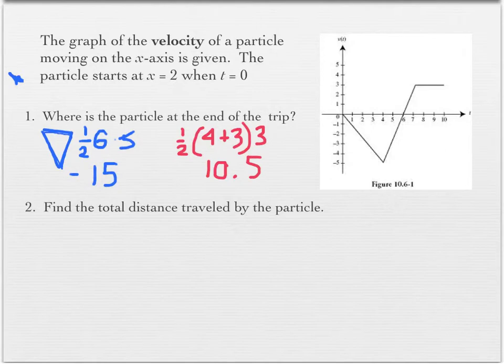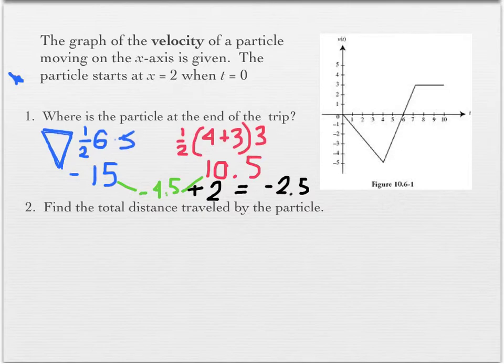Now that will actually be positive in this case. So what I want to do then is combine these two things for my final answer here. And so negative 15 plus 10.5 is negative 4.5. So where is it at the end of the trip? Well, I have to take negative 4.5 and I have to add that, or combine that with the initial position, which is 2. And so my final answer for this is negative 2.5. That's where it is in this particular case.